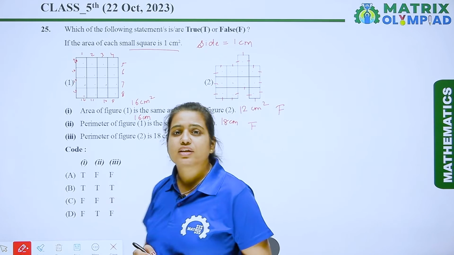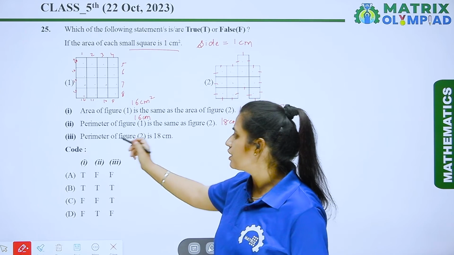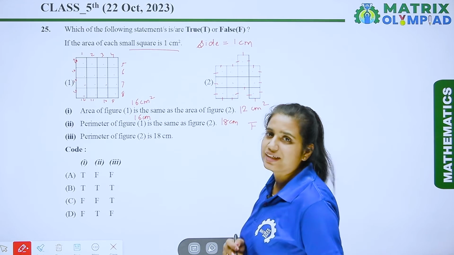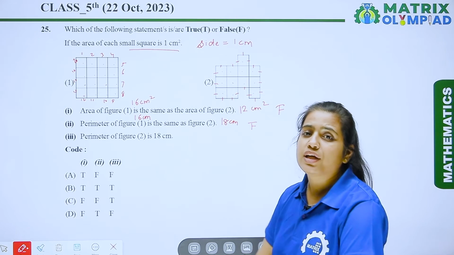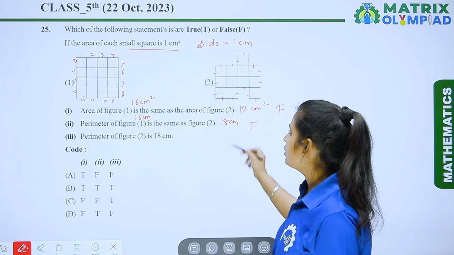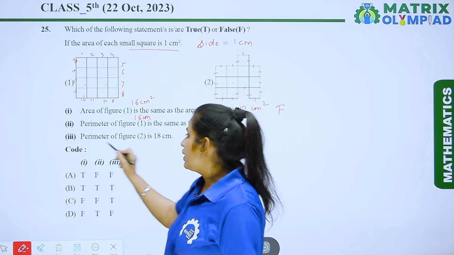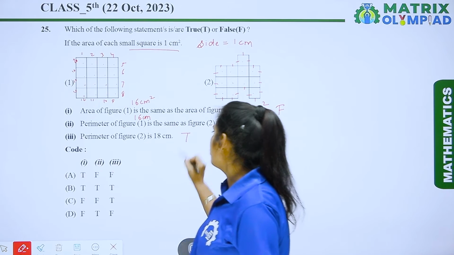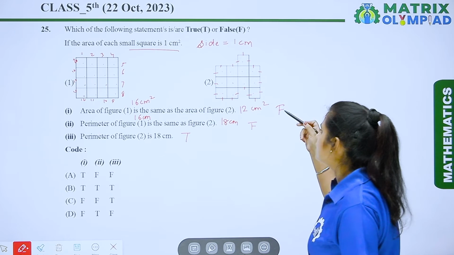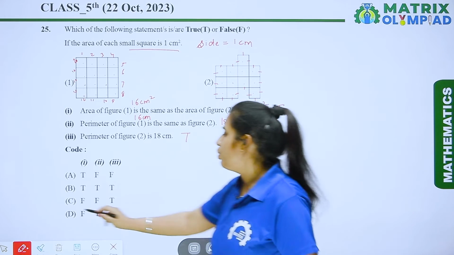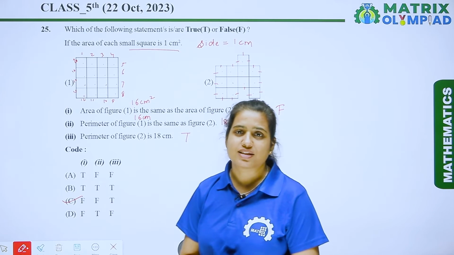Now let's check the third statement. The third statement is perimeter of figure 2 is 18 centimeter. Yes, perimeter of figure 2 is 18 centimeter as we have calculated. So statement 3 is true. Now let's check the sequence: false, false, true. Here option C is the correct answer.